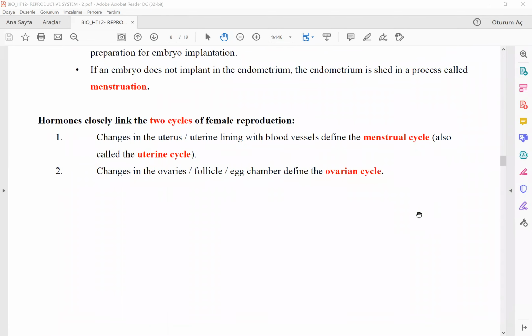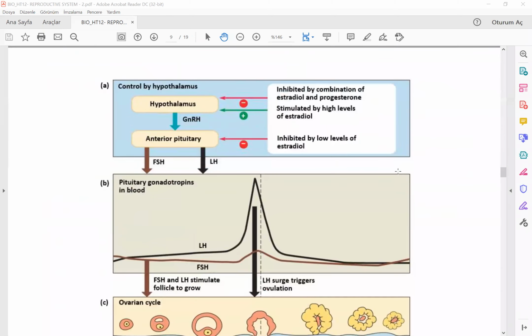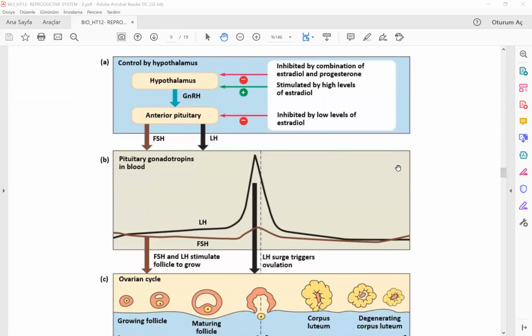The female reproductive cycles have two main cycles. These are first the menstrual cycle or uterine cycle, and the ovarian cycle. These two cycles: changes in the uterus are called the menstrual cycle, and changes in the ovaries at the same time are called the ovarian cycle. Okay, these are the graphs about some hormones and their effect in both the ovarian cycle and the menstrual cycle.